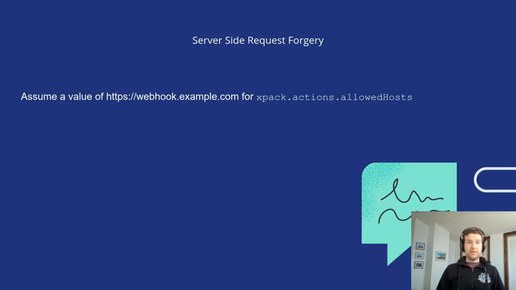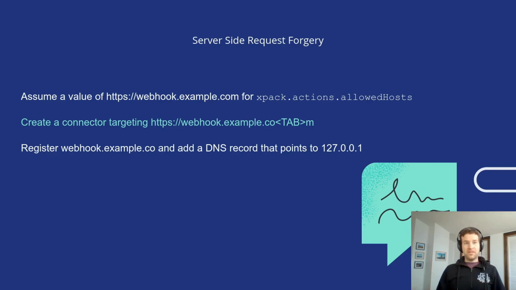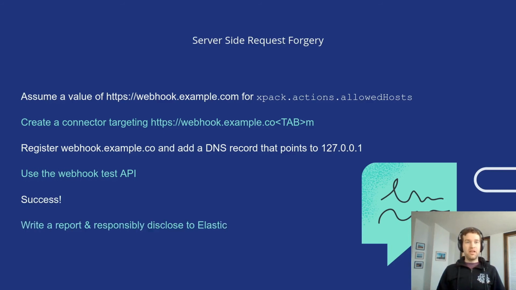So here's the attack path. Assume a value of webhook.example.com for the xpack.actions.allowedHosts setting. Create a connector targeting webhook.example.co tab m. Register webhook.example.co and add a DNS record that points to localhost. Use the webhook test API, and there you go. You found a server-side request forgery vulnerability. All that's left to do is write a report and responsibly disclose to Elastic.